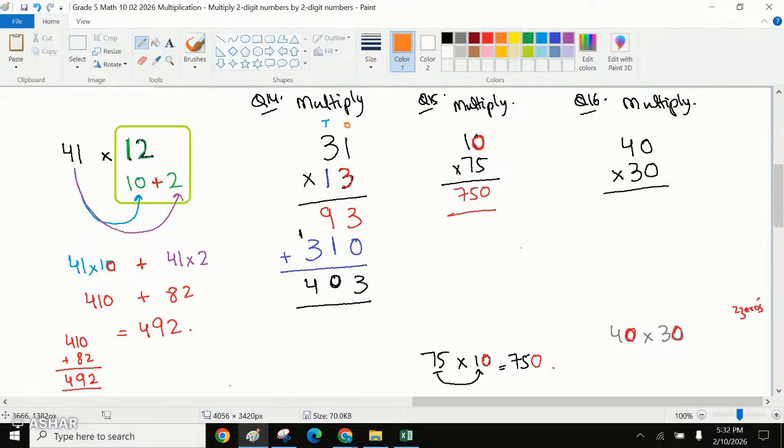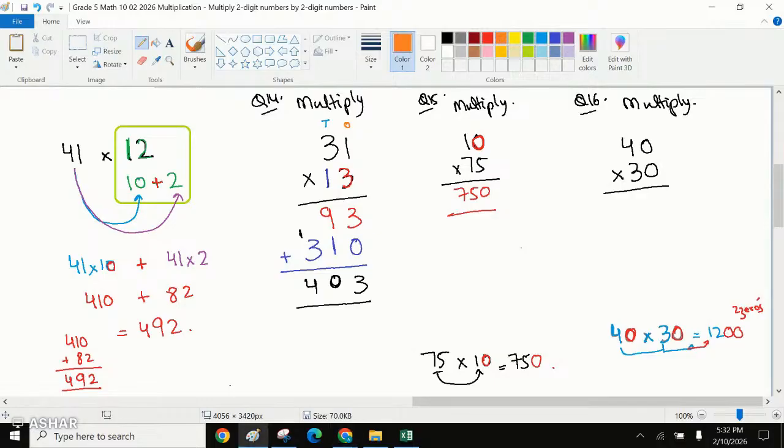Can we say 4 multiplied by 3? What is 4 multiplied by 3? That is 12. And how many zeros we had? We had 2 zeros, right? This would be our answer. Let's verify. Okay. Yes, perfect. We had 2 zeros. 4 multiplied by 3 was 12. And we put 2 zeros as it is.